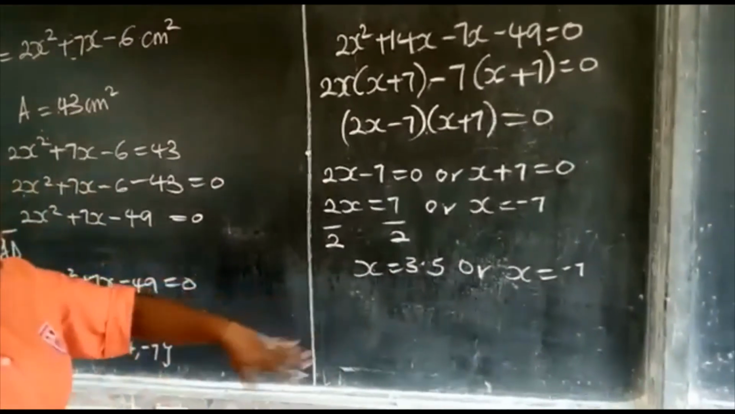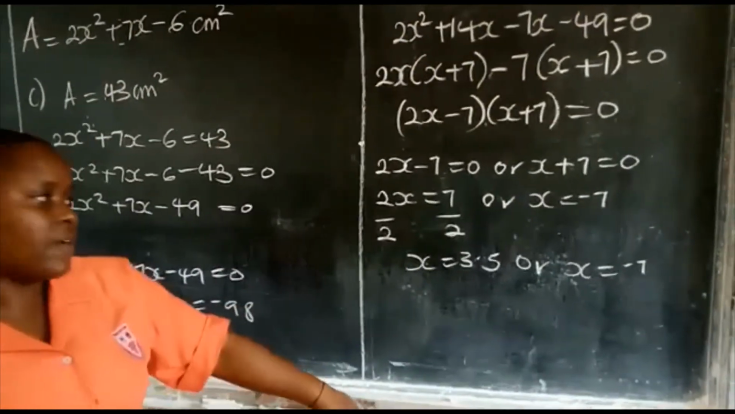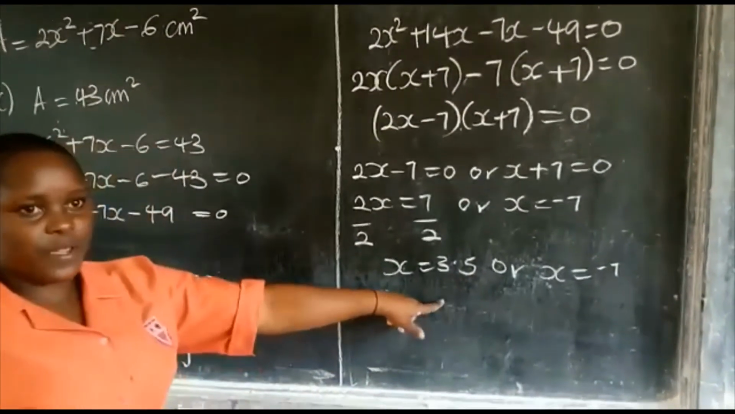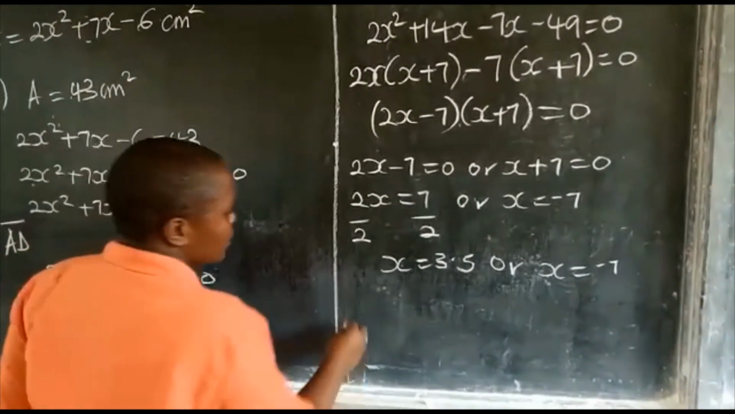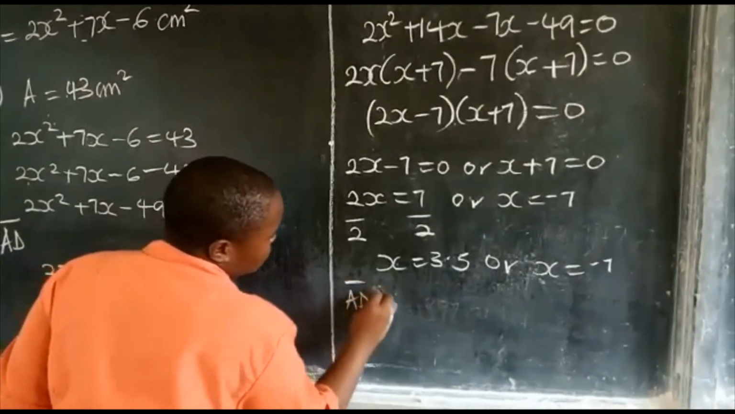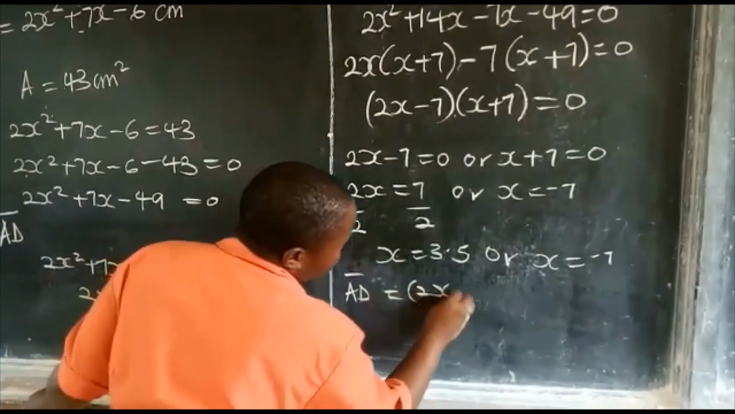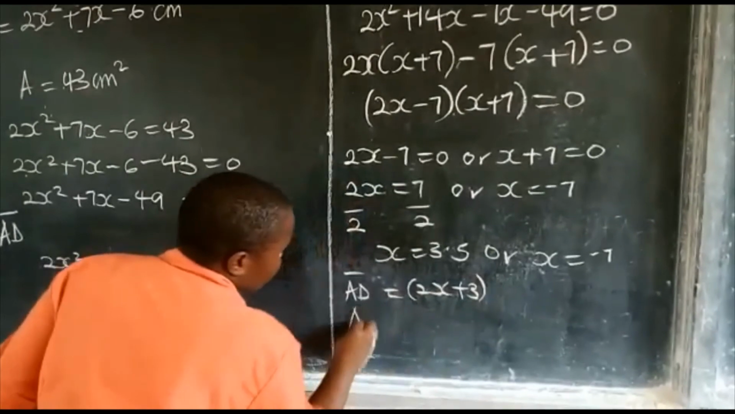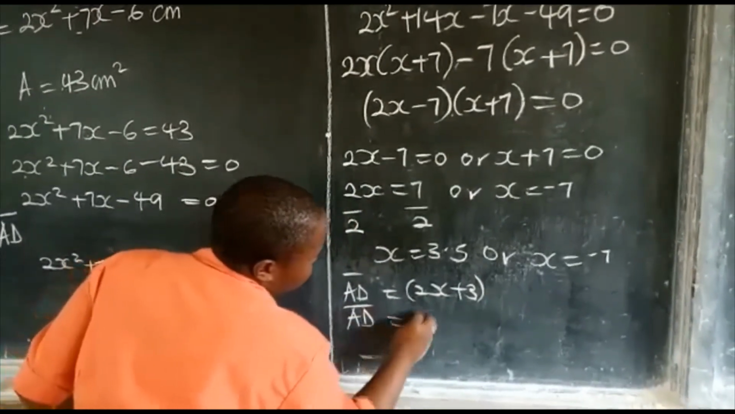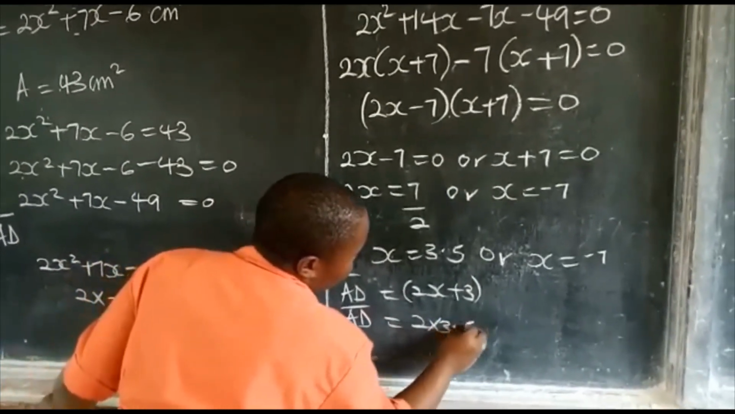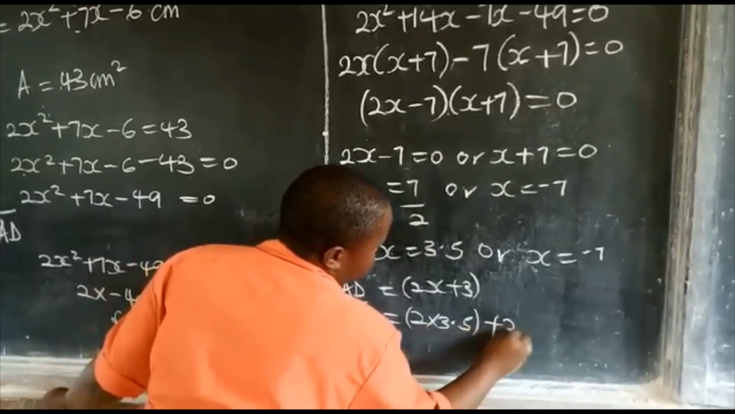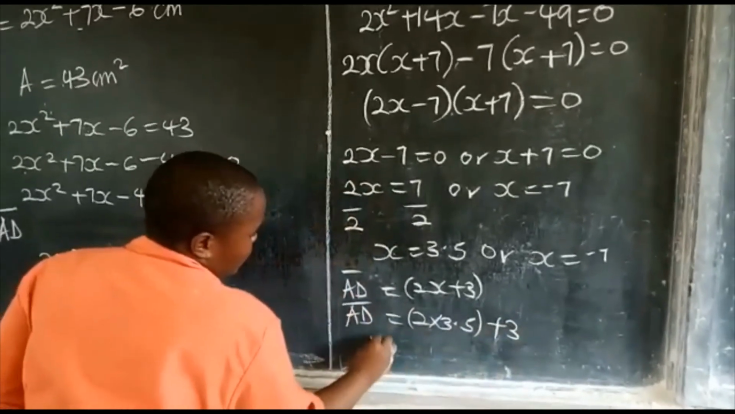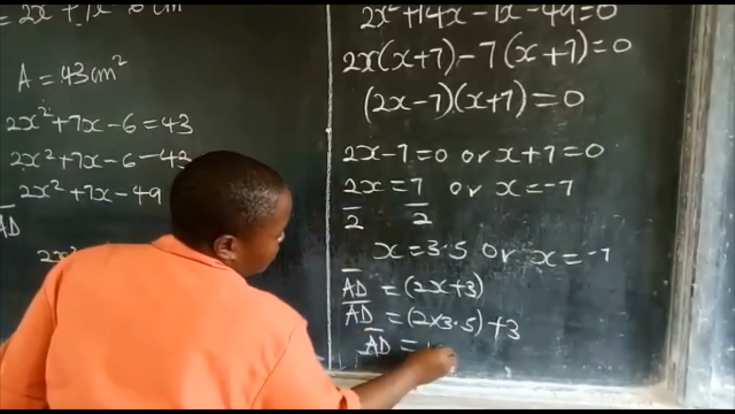And because length can never be a negative value, we shall take this 3.5 as our value of x. So to find AD, we shall substitute in 2x plus 3. AD is equal to 2 times 3.5 plus 3. AD is equal to 10 centimeters.